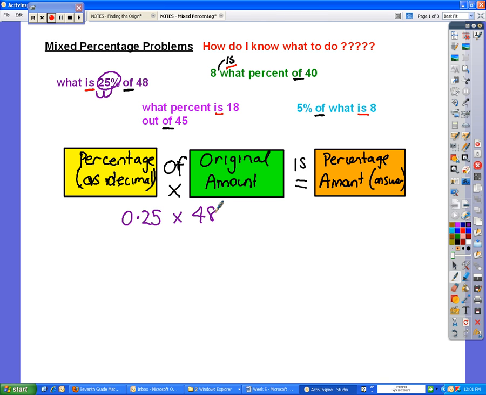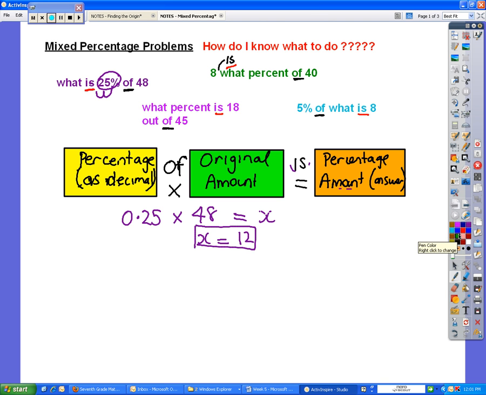And have a look at this. Do we have "is" something? What is? We're actually after this thing here. We don't know what this thing is, so that's what we're trying to find. And of course, a little bit of math there: 0.25 times 48. We get x equals 12. A quarter of 48 is 12. Okay, let's go and have a look at our green one now.